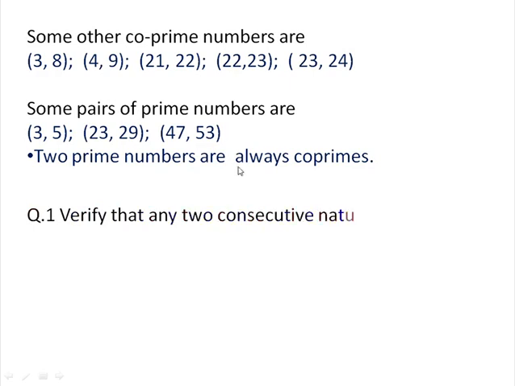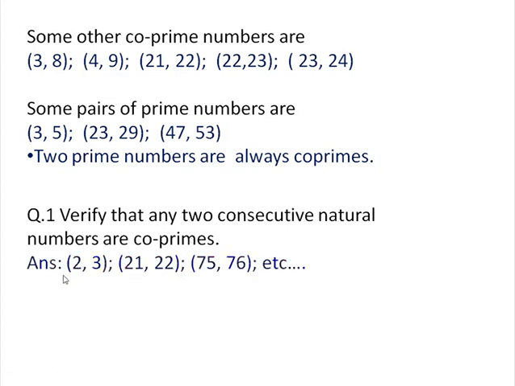Now the question is given there. Verify that any two consecutive natural numbers are co-primes. Here I took some examples: 2 and 3, 21 and 22, 75 and 76. These are all natural numbers. These are consecutive natural numbers. 2 and 3 are consecutive natural numbers. 21 and 22 are consecutive natural numbers. 75 and 76 are consecutive natural numbers.